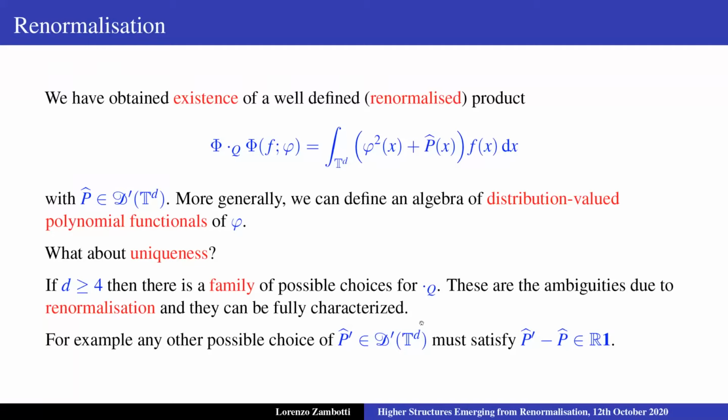Now, what about uniqueness? In fact, if d is greater or equal than 4, there is no uniqueness of such a product. There is a family of possible choices for dot Q, and actually also for the algebra itself. And these are the ambiguities due to renormalization. So these are the parameters that one has to fix in the theory, and they can be fully characterized. So, for example, if you at this level want to change the product which is there, you can change P hat, and in fact any other choice will be the first one, say, plus a constant. Okay, so this characterizes the space of possible choices at this level, and then there are constraints at all levels.